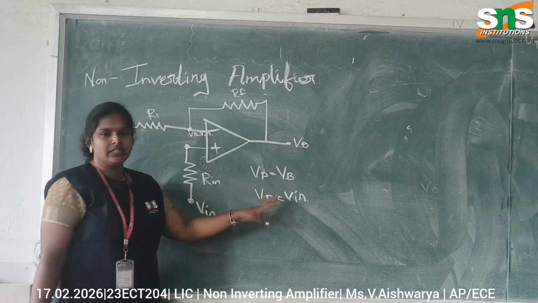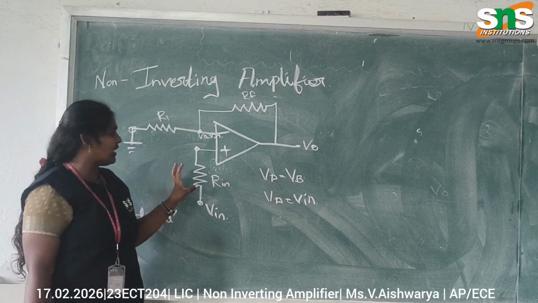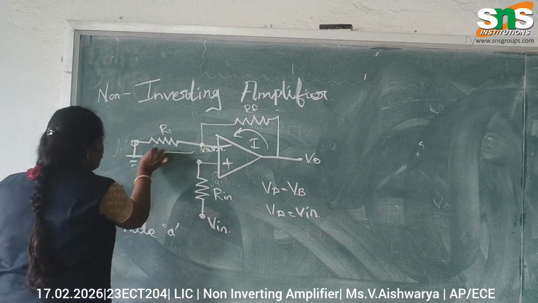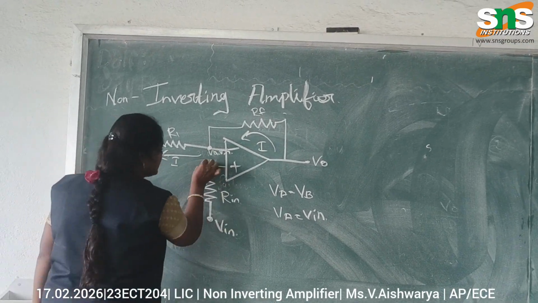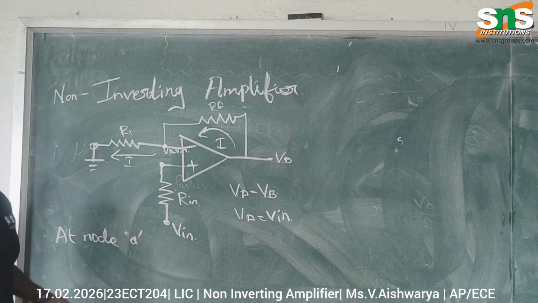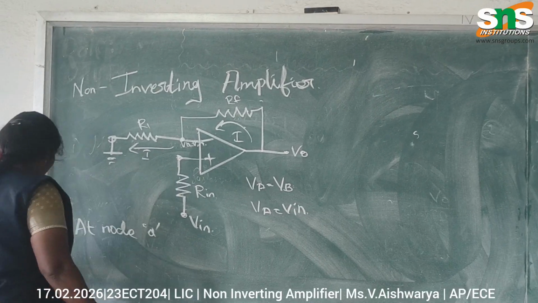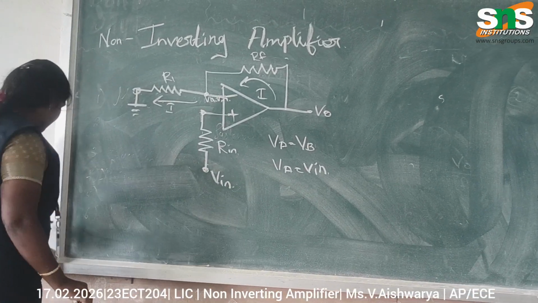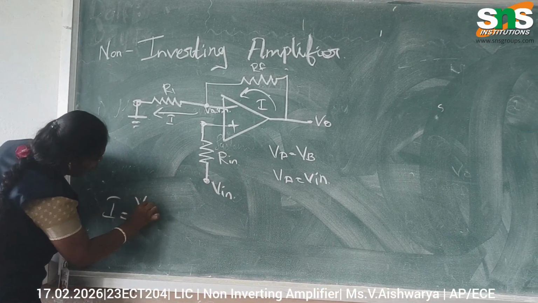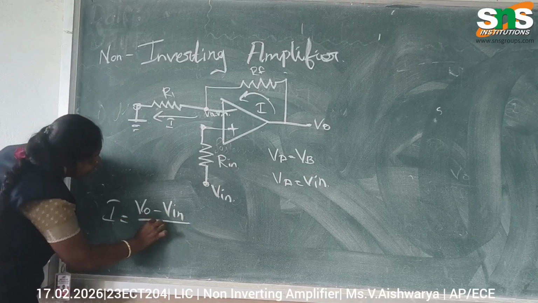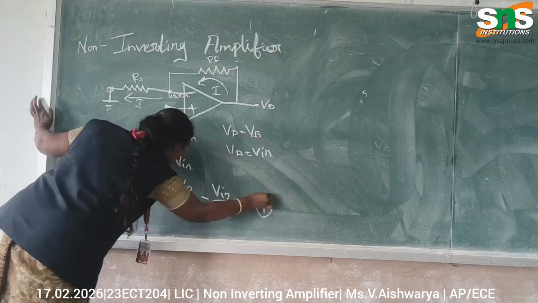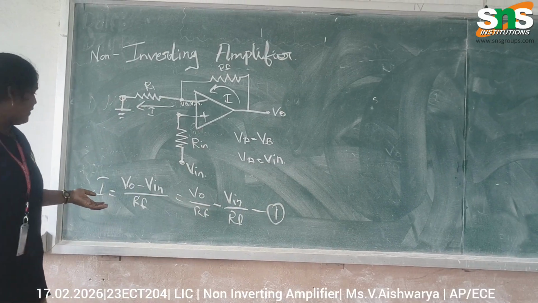In this non-inverting amplifier, firstly we calculate the current flow. It starts from here and flows through this, so I have applied the value here. Now I have to calculate the output side. That is, I equals V naught minus V in divided by RF. This is our equation 1.